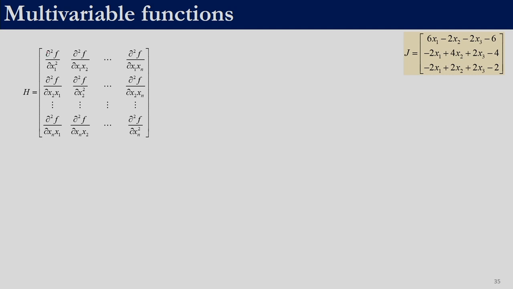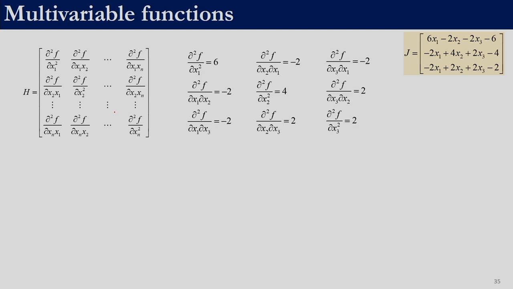So the Hessian is given by ∂²f/∂x1², ∂²f/∂x1∂x2, all the way up to ∂²f/∂x1∂xn. Similarly, we have ∂²f/∂x2∂x1, ∂²f/∂x2², and so on. In this case, for the three variable problem, we'll have to determine these partial derivatives. So here we have ∂f/∂x1, ∂f/∂x2, and ∂f/∂x3. For ∂²f/∂x1², if we further differentiate this equation with respect to x1, we'll get only 6.